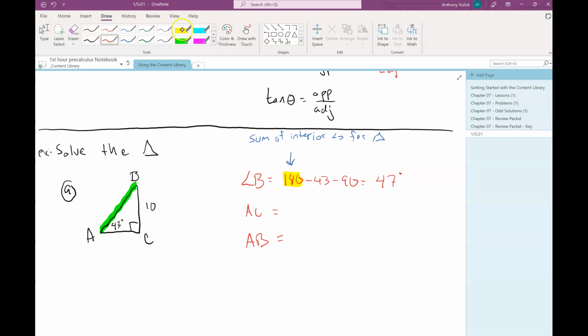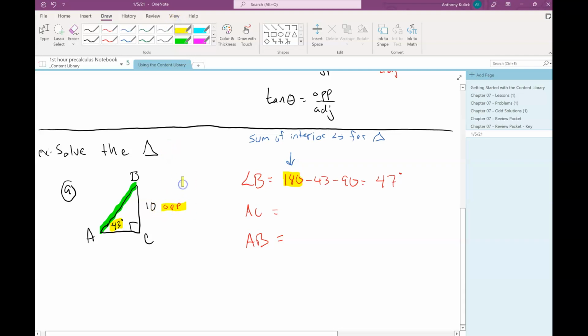So first thing I'd want to do, now that I've chosen a side length, is to pick an angle to use. Either I'm going to use the 43 or the 47. Does it matter which one I use? No. Let's say we're going to use the 43. Relative to that 43 degrees, the side that we know is opposite, adjacent, or hypotenuse? Opposite.